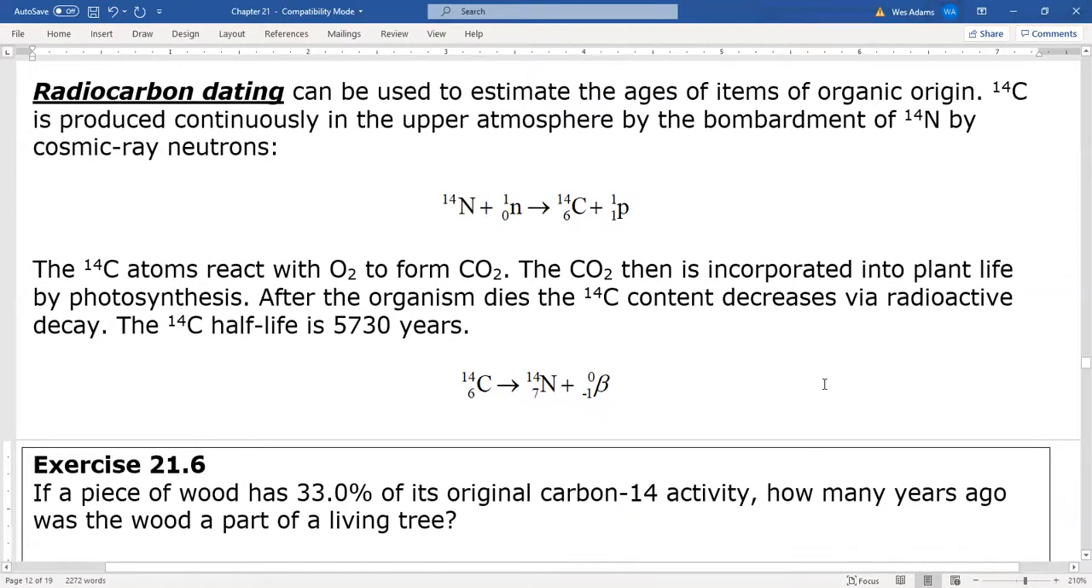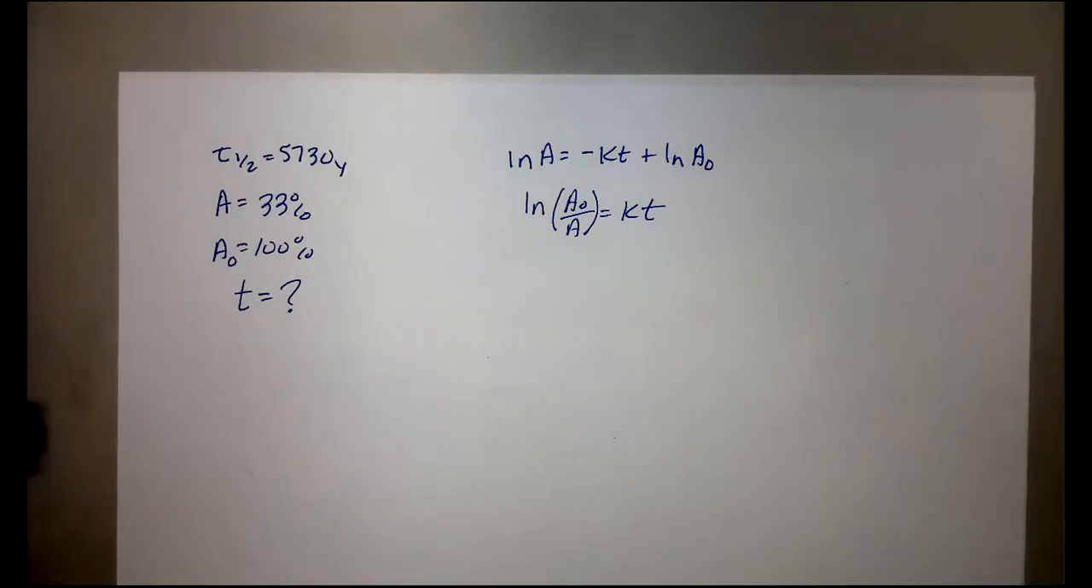So if we got a piece of wood and it's got 33% of its original carbon-14 activity, so using our half-life of 5,730 years, we know that at the final amount, it's got 33% of its activity. So initially, it would have 100% of its activity. Essentially, we're wanting to find the time it took for it to decay that much. And so we can use our first order kinetics. So let's look at the problem.